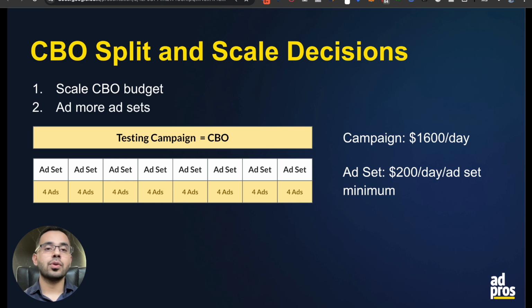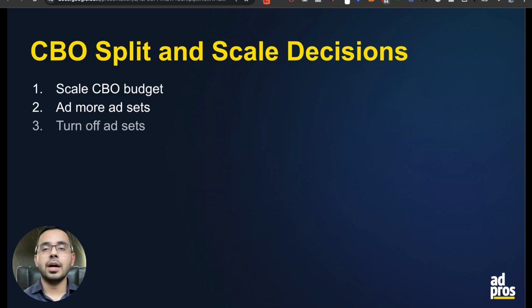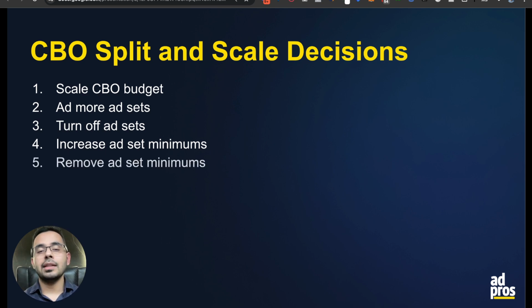The other scenarios, of course, is you turn off ad sets that aren't working. It reallocates to your minimum spend of the ad sets plus wherever else that there's opportunity to scale, and you increase ad set minimums. If you want to make sure that specific ad sets get more spend, if you're having issues with allocation of spend, or you remove ad set minimums and let Meta do its thing completely. So we just prefer minimums. We've had way more success with that, especially since the cost to develop an asset is relatively high.